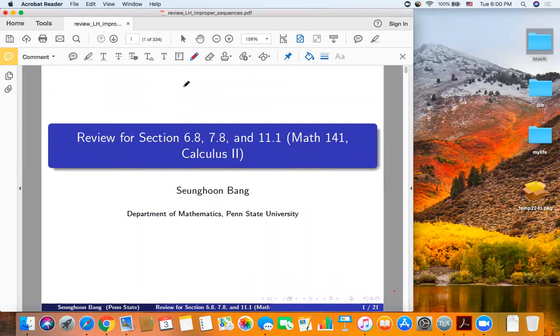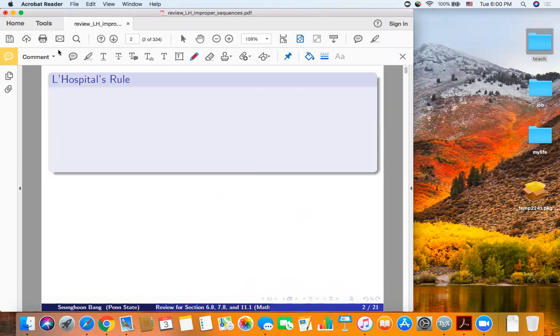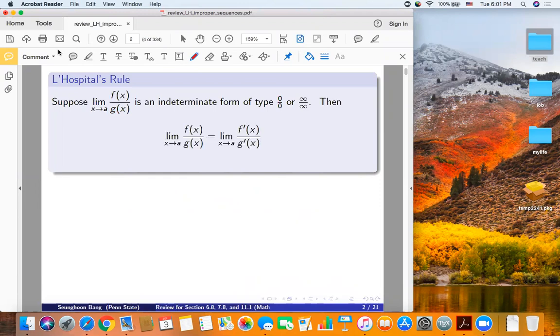Okay, today I want to talk about the review for sections 6.8, 7.8, and 11.1. The first one is L'Hopital's rule. What's that? Suppose the limit of f of x over g of x as x approaches a is an indeterminate form of type 0 over 0 or infinity over infinity. Then we can find limit values like this.